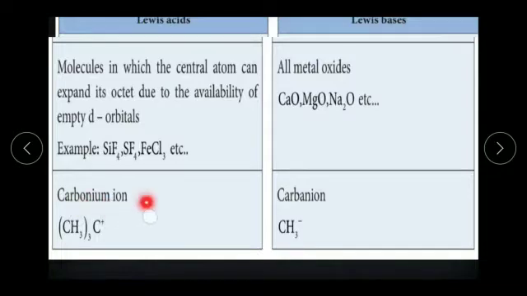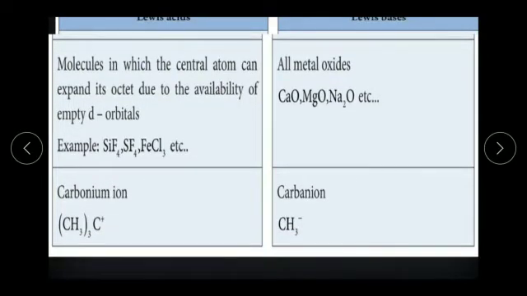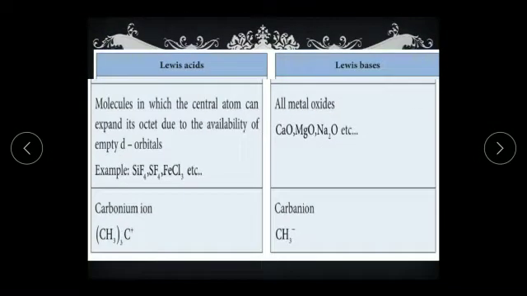Then the carbonium ion. We already know what a carbonium ion is: carbon which contains a positive charge. This is a Lewis acid. And among Lewis bases, all metal oxides, CaO, MgO, Na2O, are Lewis bases. Then carbanions are also Lewis bases. So far we saw the Lewis acid base difference.